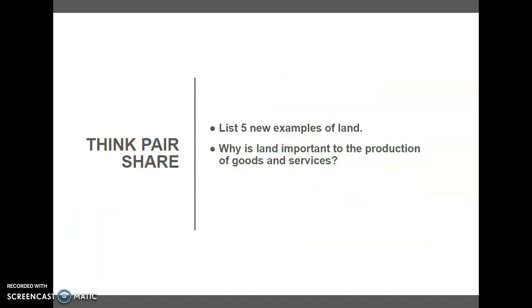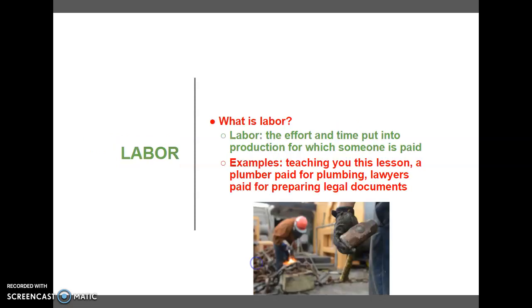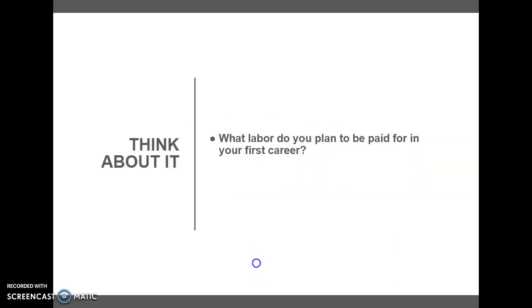Okay, think and pair share. List 5 new examples of land, and why is land important to the production of goods and services? Labor. What is labor? Labor is the effort and time put into production for which someone is paid. Examples of labor would be teaching you guys this lesson, or hiring a plumber, or lawyers. All right, another think about it. What labor do you plan to be paid for in your first career?